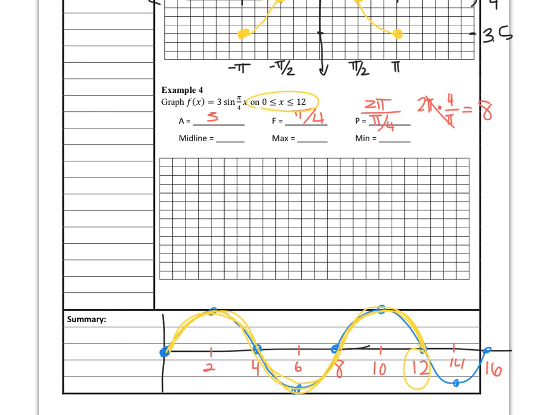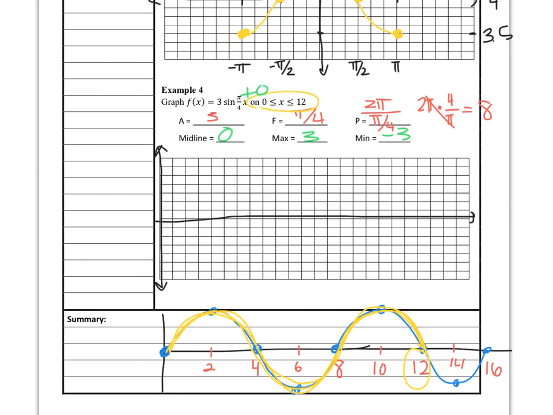And then, of course, you can figure out your midline. There is actually no shift on this. This is technically a plus 0, so midline is 0. That means our maximum is 0 plus 3, which is 3, and the minimum is 0 minus 3, which is negative 3. So our axes can go back to this edge and then draw it straight across.